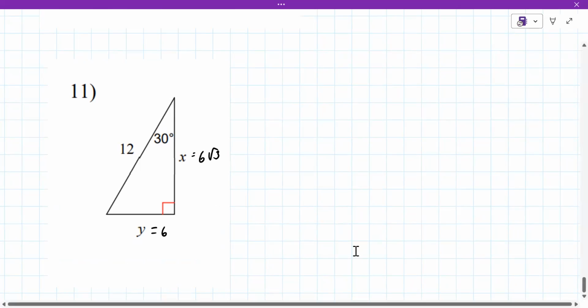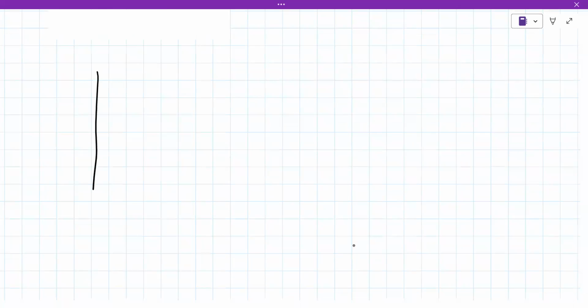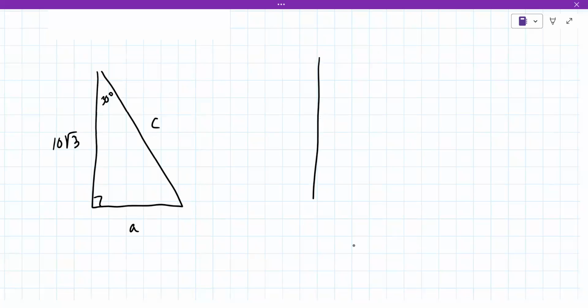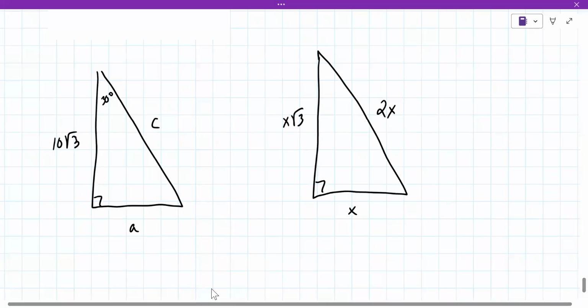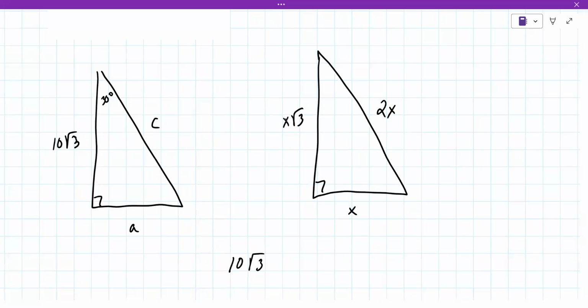All right. So occasionally they give you a problem like this where they give you the long leg. They tell you that the long leg is like 10 square root of 3. And they want you to find, I'll just say, A and C. So to do this, you always have to refer back to the reference triangle: x root 3, x, and 2x. And you have to say to yourself, oh, they're giving me the long leg. The long leg is x root 3. So you actually set the known side equal to the reference side.